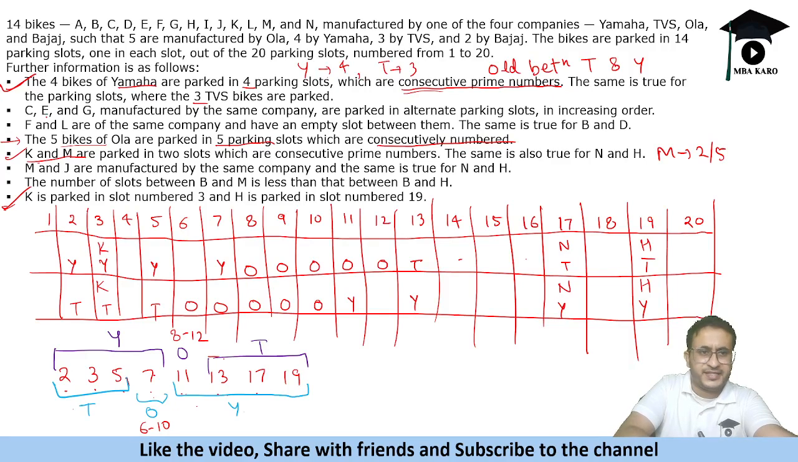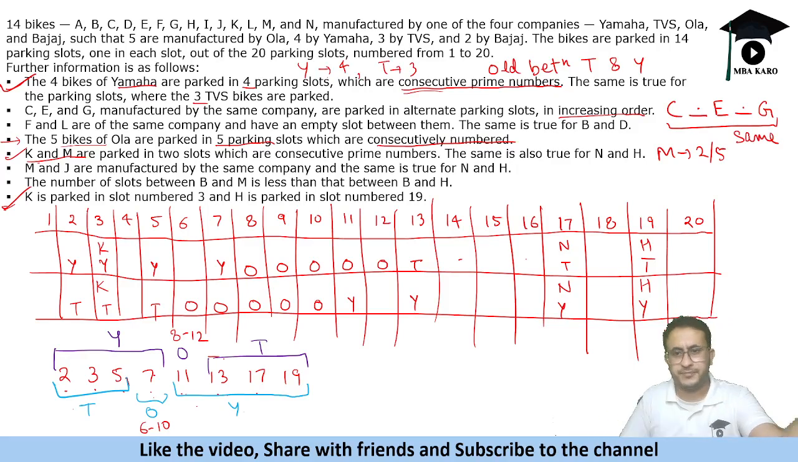Then it says C, E and G manufactured by the same company are parked in alternate parking slots in increasing order. What does alternate parking slot mean? That C, one bike, then E, then one bike, then G. Okay, and these are from the same manufacturer. So they cannot be from Bajaj because Bajaj has just 2 bikes, right?